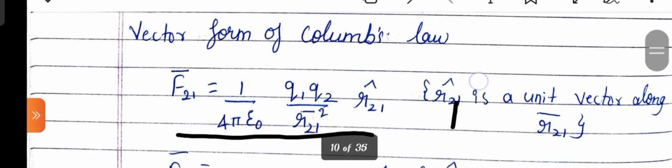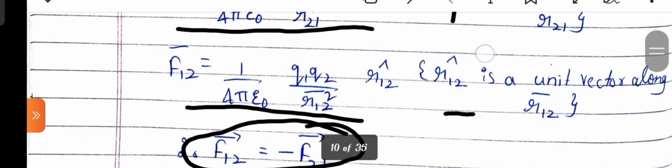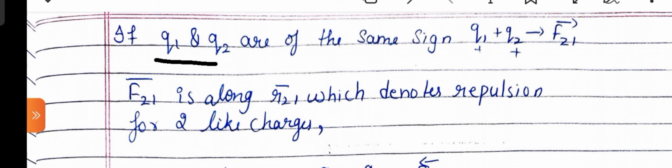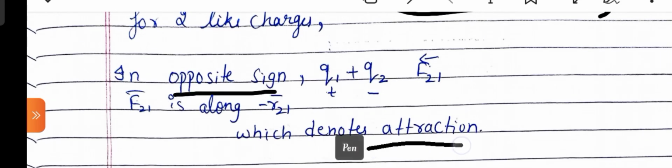So the vector form of Coulomb's law is F21 is equal to 1 by 4 pi epsilon naught Q1 Q2 by R21 square R21 cap, where R21 cap is the unit vector along R21. And F12 is equal to 1 by 4 pi epsilon naught Q1 Q2 by R12 square R12 cap, where R12 cap is a unit vector along R12. Okay. And the next one is, if Q1 and Q2 are of the same sign, they are like charges, so they repel. So F21 is in this direction, which denotes it is repulsion. And if they are of opposite signs, they attract. Okay, it shows it attracts.